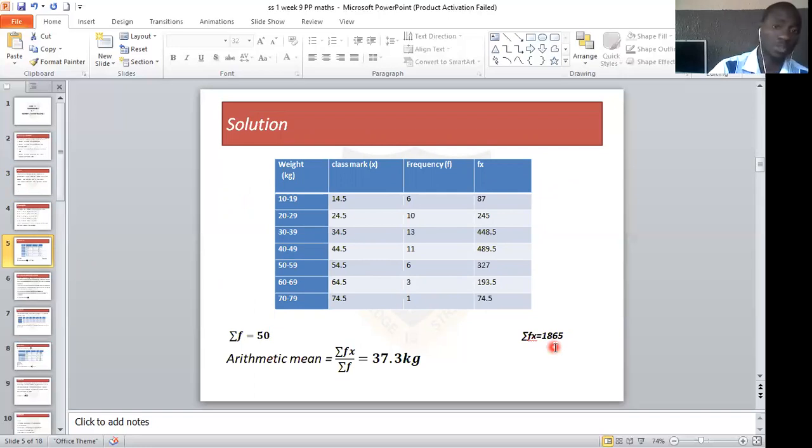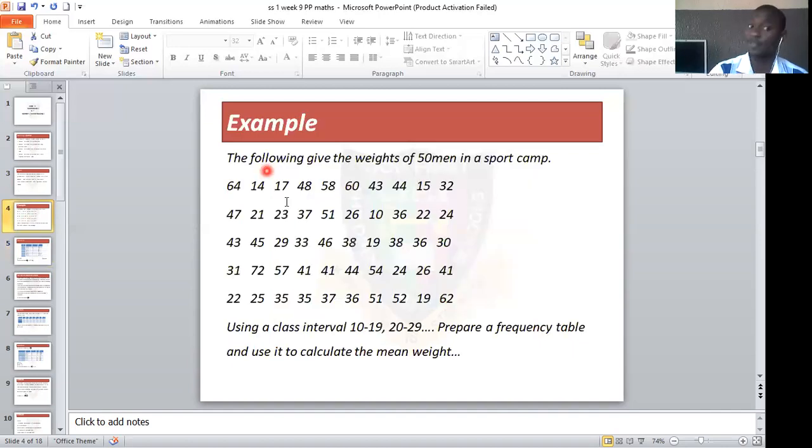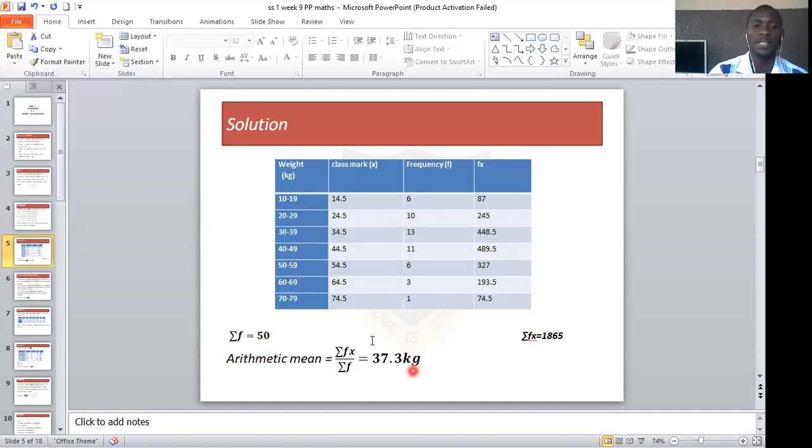Please, I would like you to cross check this. Use your calculator to cross check and affirm that the numbers are very, very correct. So the summation of fx is 1865, and the summation of the frequency is 50. To confirm from the question, the following gives the weight of 50 men. That is, the 50 is the frequency. So if you divide them together, that is summation of fx over summation f, it will give you 37.3 kilogram.